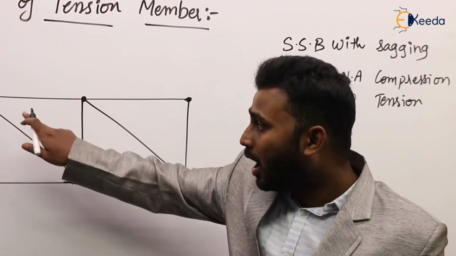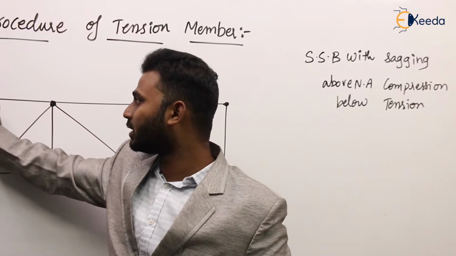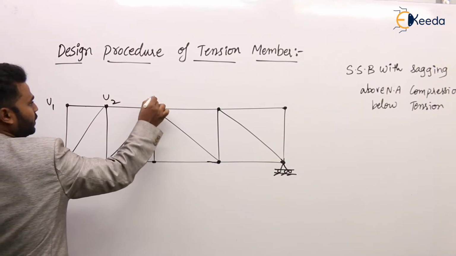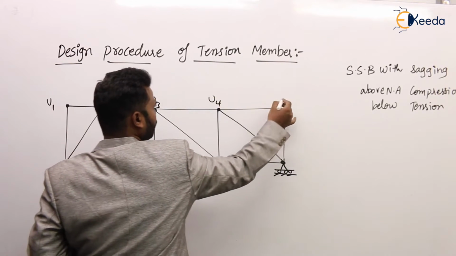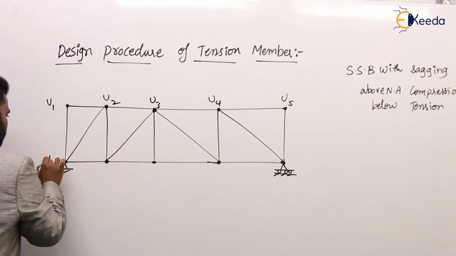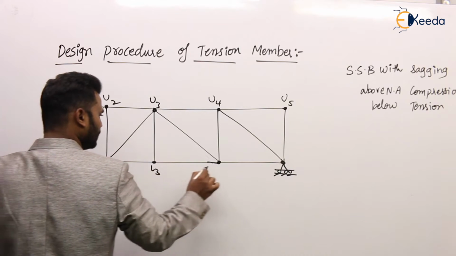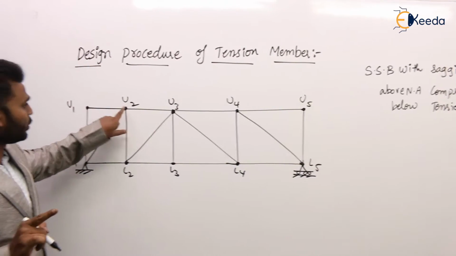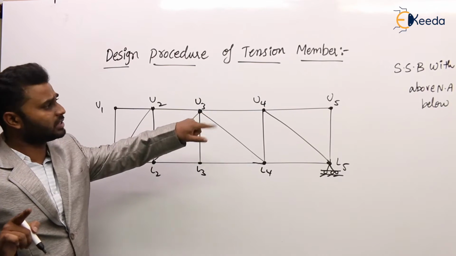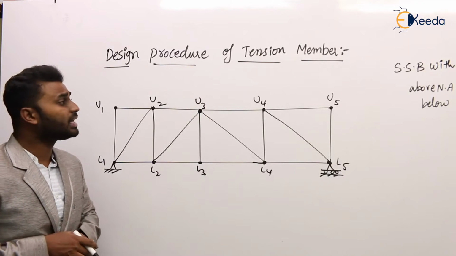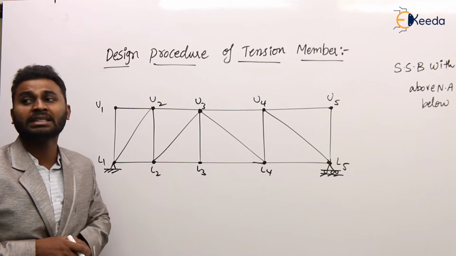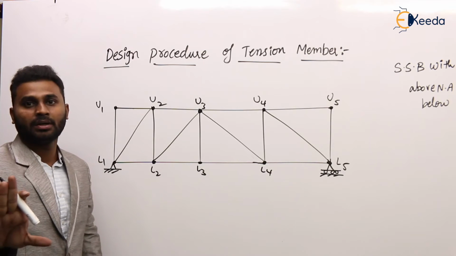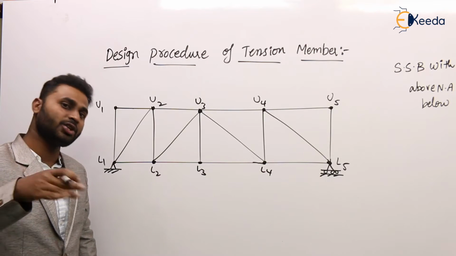The reason is all the top chord members. If you see a truss, here I am going to name them U1, U2, U3, U4, U5, L1, L2, L3, L4, L5. So U1 U2 is one member, U2 U3 is another member, U3 U4 another member, U4 U5 some other member. These are called upper chord members. All these upper chord members are subjected to compression. You can take it for granted.